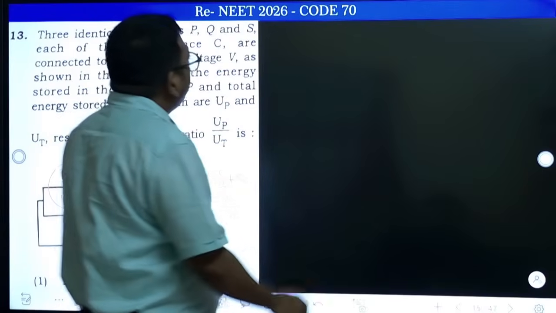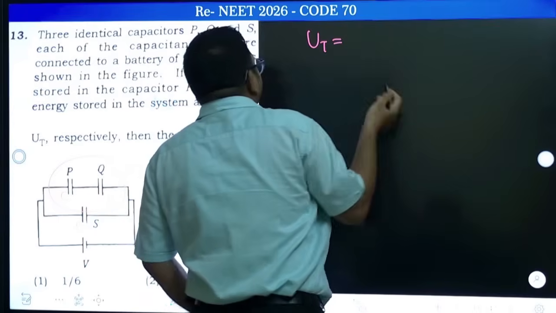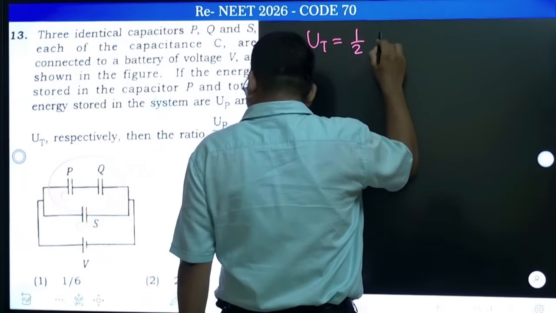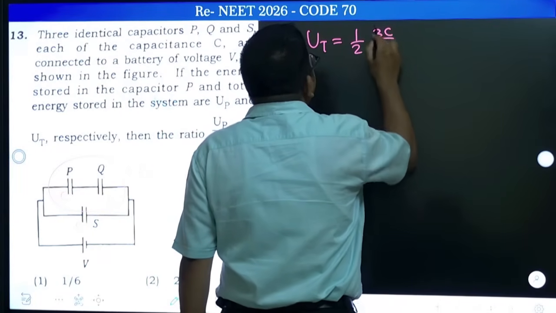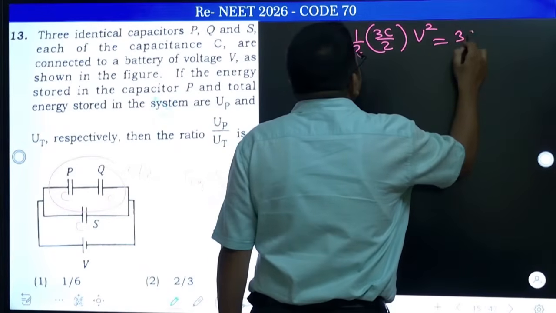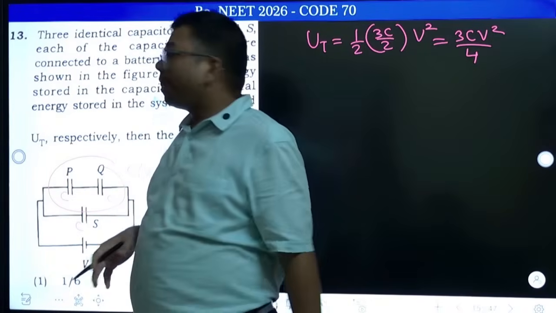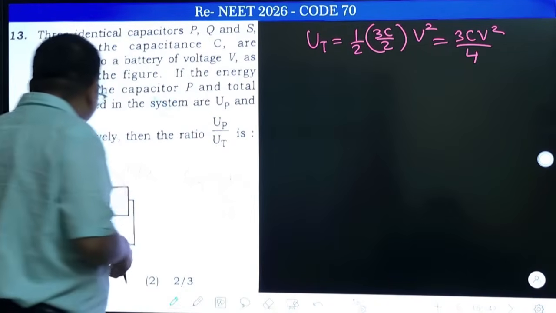So total, you know, and voltage is there. So energy, total energy will be half, how much? Half C equivalent into V square. Correct? That means 3CV square by 4. That's the total energy. Now I want energy here only in this first one.